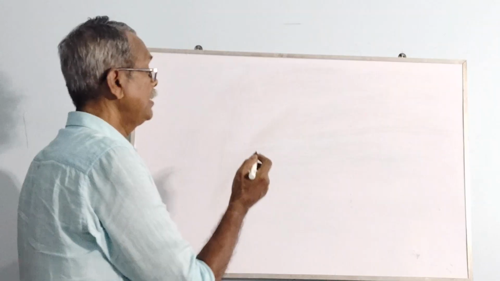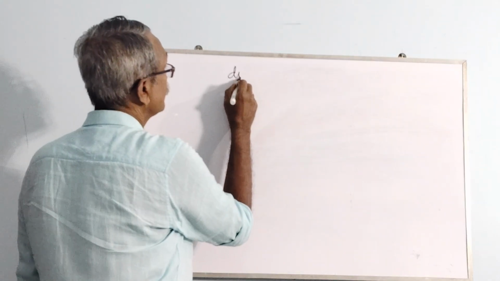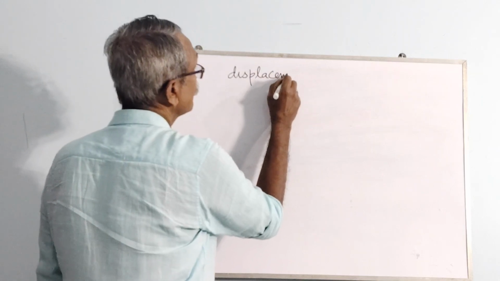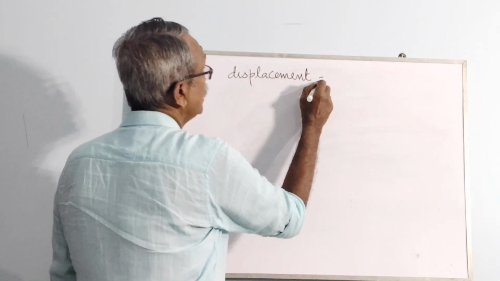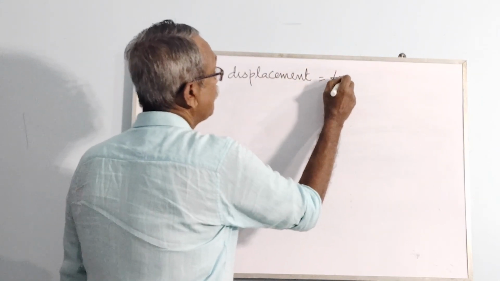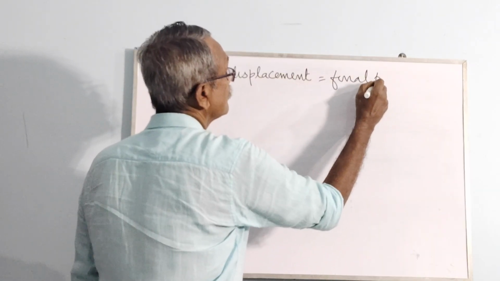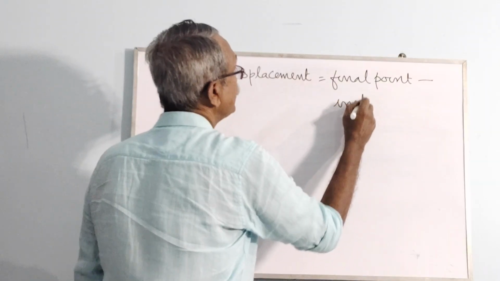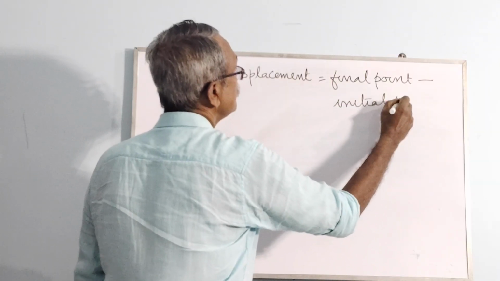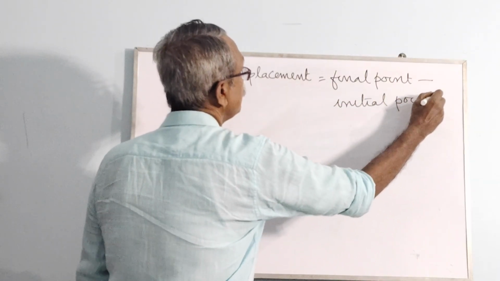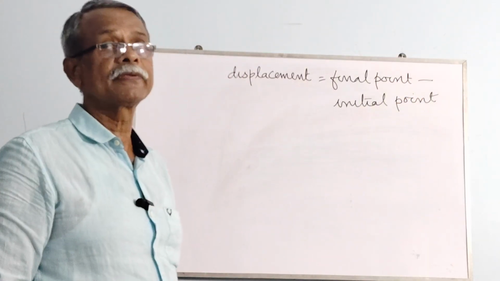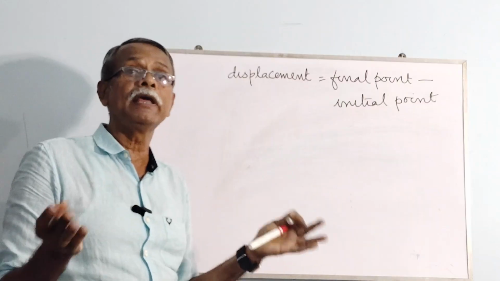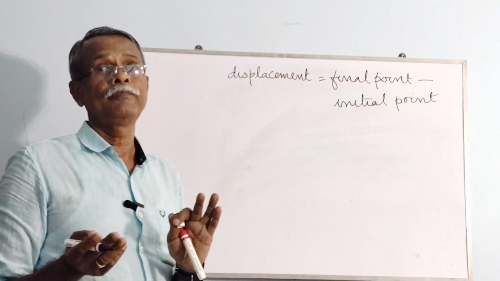The displacement is the final point minus the initial point. Final point minus initial point can be easily calculated for one dimension.